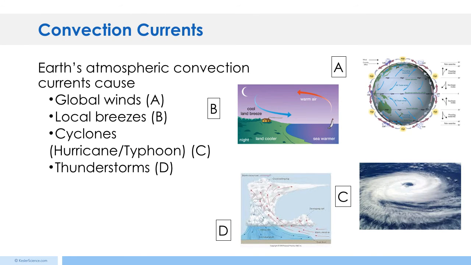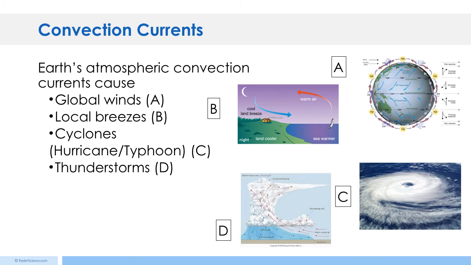Now, within our atmospheric convection currents, we've got a couple of different types of things that are going on. There are global winds. There's a graphic there, picture A, that shows how the winds are blowing across the planet as a whole. Global winds are things like the trade winds that you've heard of, and these are global weather wind patterns. But there are also local breezes, and we're going to talk a little bit about the different categories of local breezes and some storms that can come up because of the convection currents within our atmosphere.